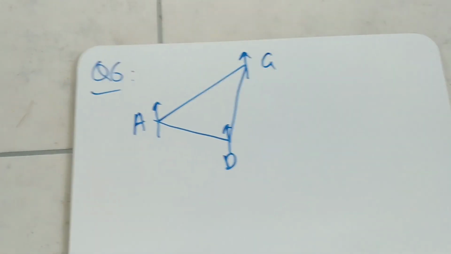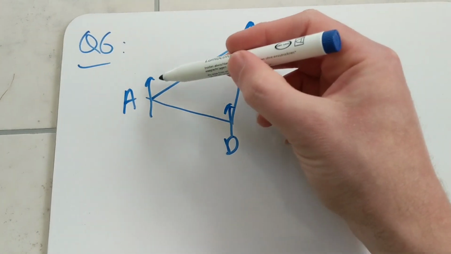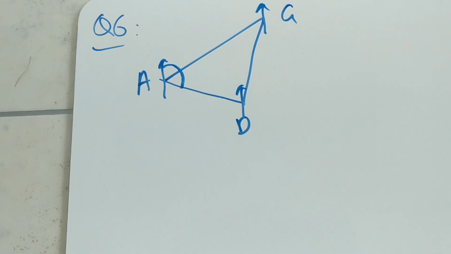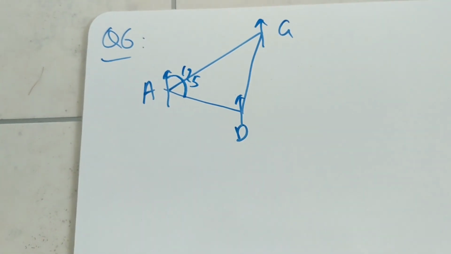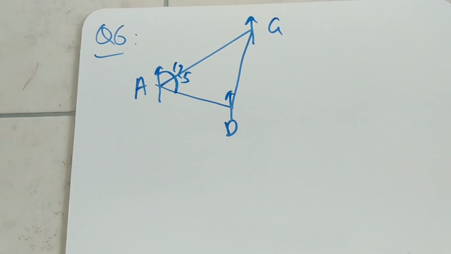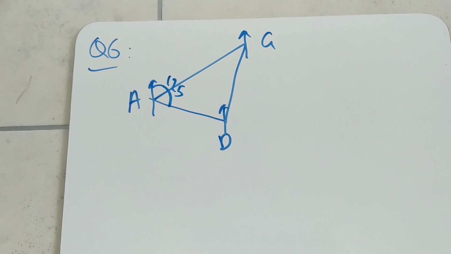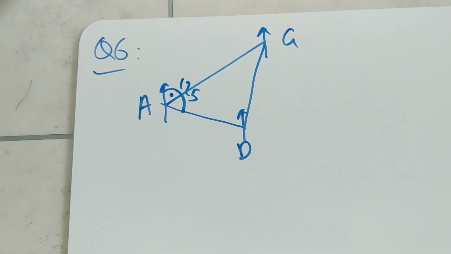And the question told you that the bearing of D from A was 125 degrees. So basically the angle that goes from the north line at A round to the line that goes to D is 125. Now, what you're being asked to find out is the bearing of G from A. So that's the little dot there. That's the little angle you need to find.